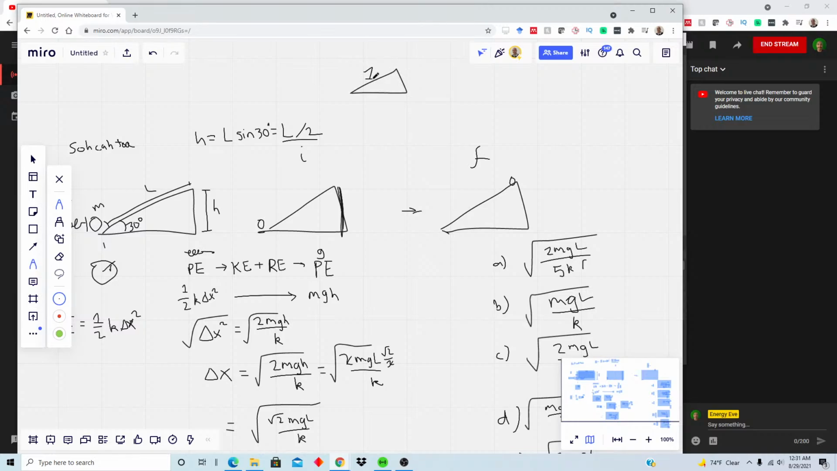If you have a right angle, my apologies, let me draw it a little better. If you have a right angle, you have 30, this is a 30, 60, 90 triangle. If you have 1 up here, this side is going to be 1/2. This side's going to be the square root of 3 over 2. And so you see this is going to be 1/2 with respect to this. So h is equal to L divided by 2.